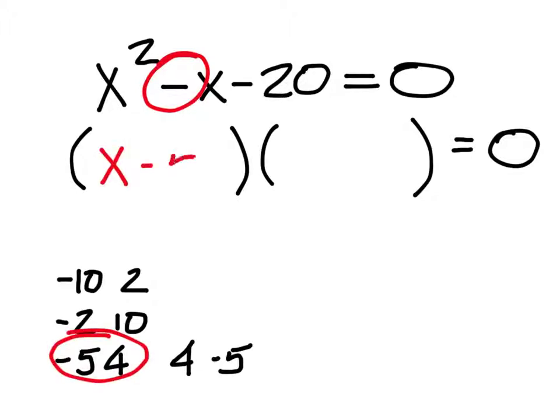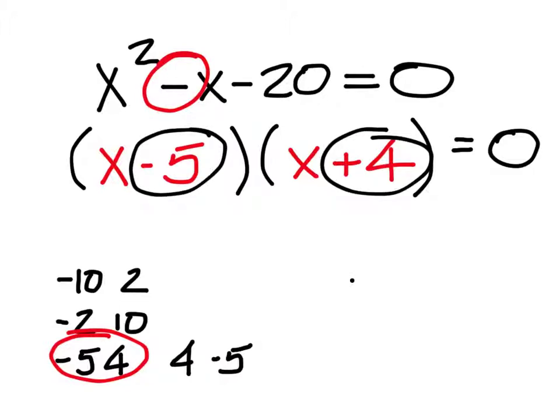So that would be x minus 5, x plus 4. And to get your final answer, you would have to reverse these. So the answer is 5 and then negative 4.